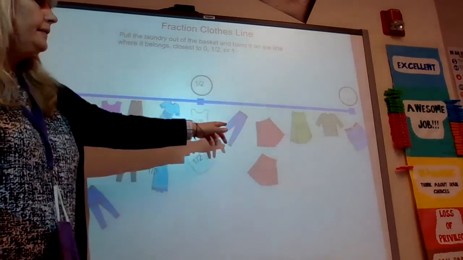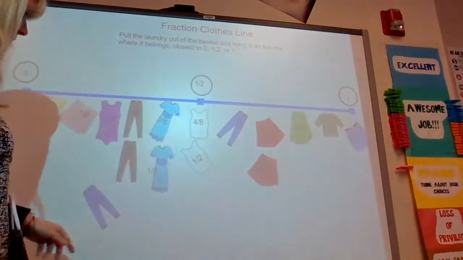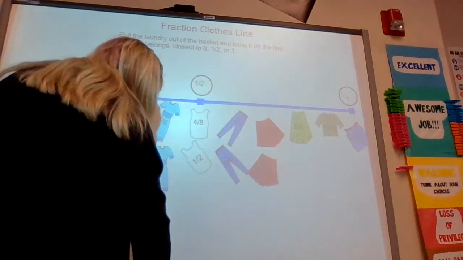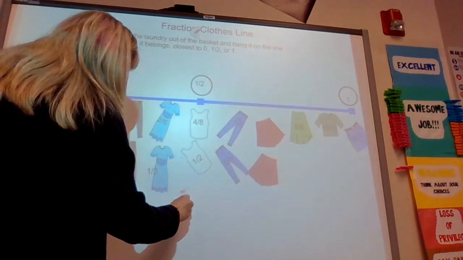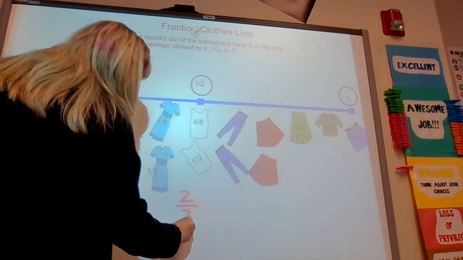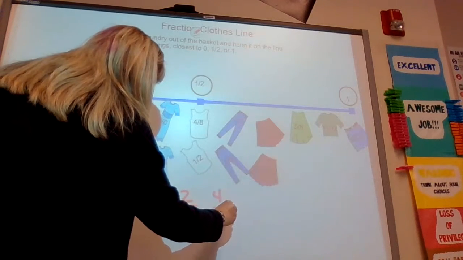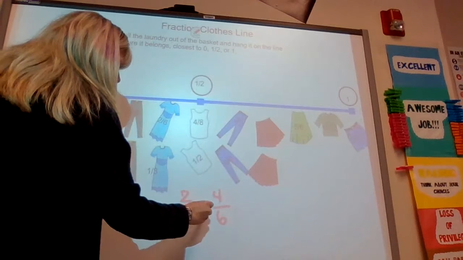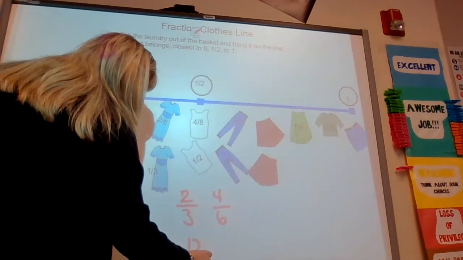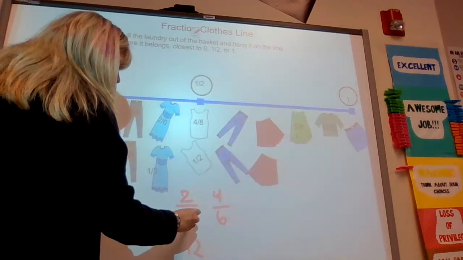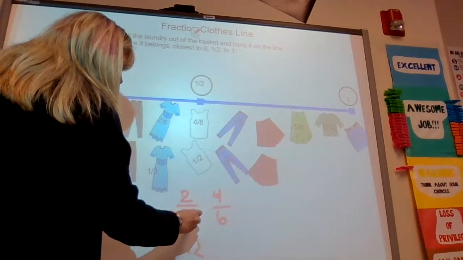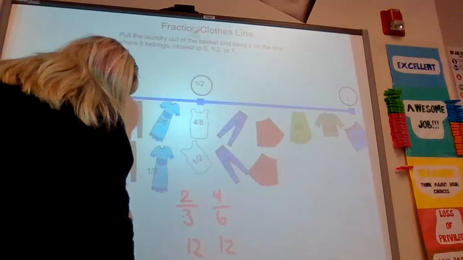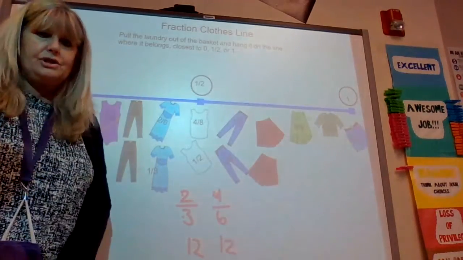I'm wondering if 2/3 is equivalent to 4/6 because they seem to be the same. Well, how can I check myself? I can cross multiply. 2/3, 4/6. Remember, numerator to denominator, 2 times 6 is 12. Numerator to denominator, 4 times 3 is 12. So it appears that these two are equivalent fractions.